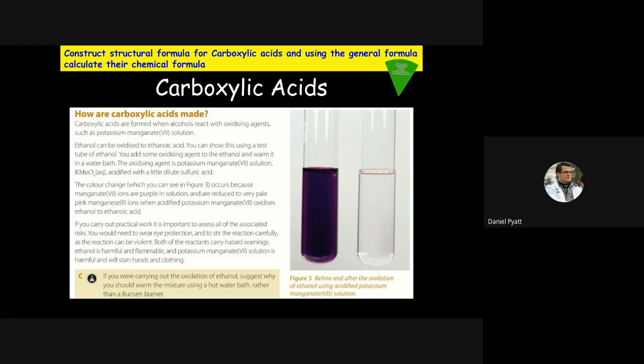So obviously it just mentions in the final paragraph about the risks inherent in this. I've already sort of talked about why we do not use a Bunsen burner. As I've said, ethanol is flammable, and therefore we want to be careful with that. So that's how we make carboxylic acids. We oxidize alcohols. So that brings us to the end of our functional groups.